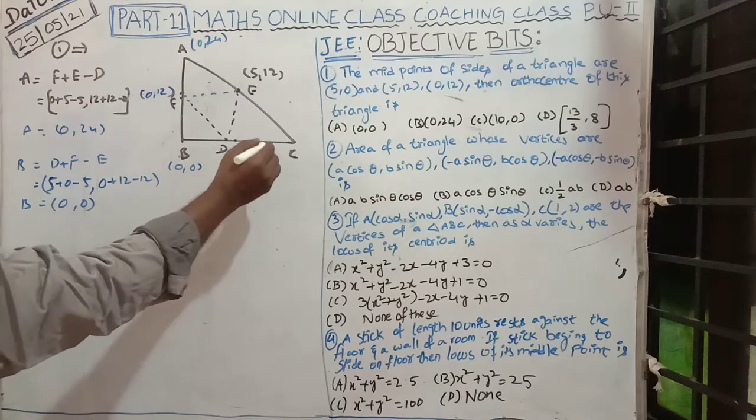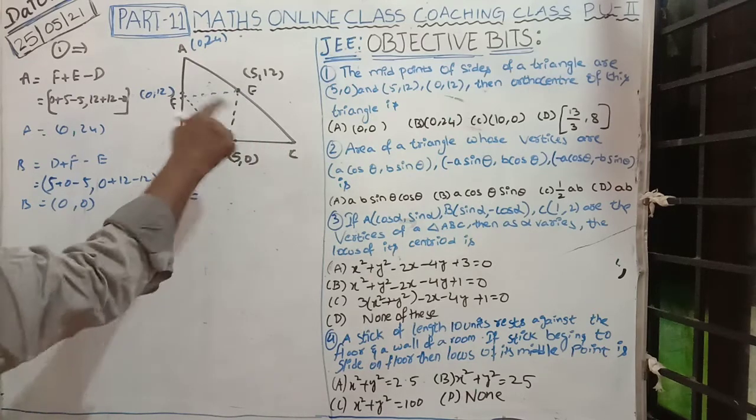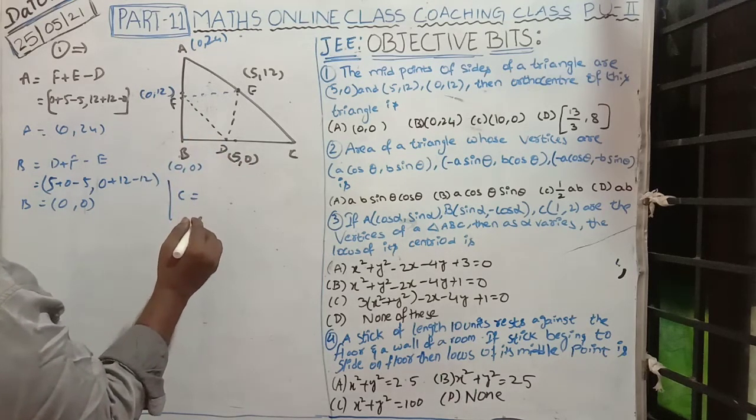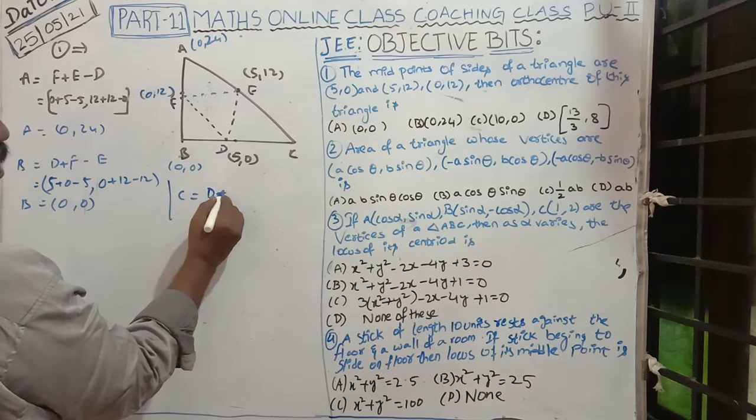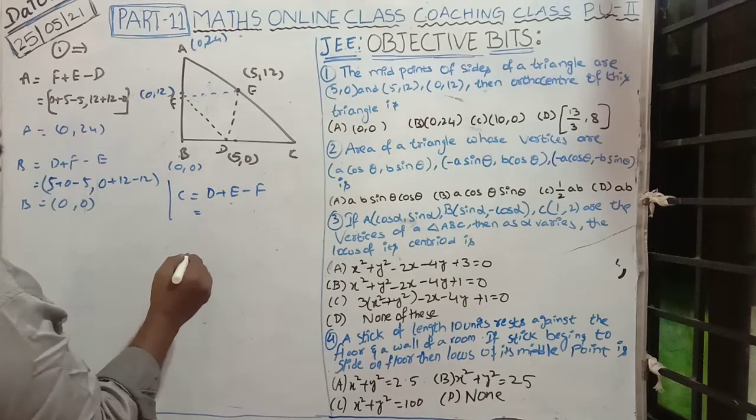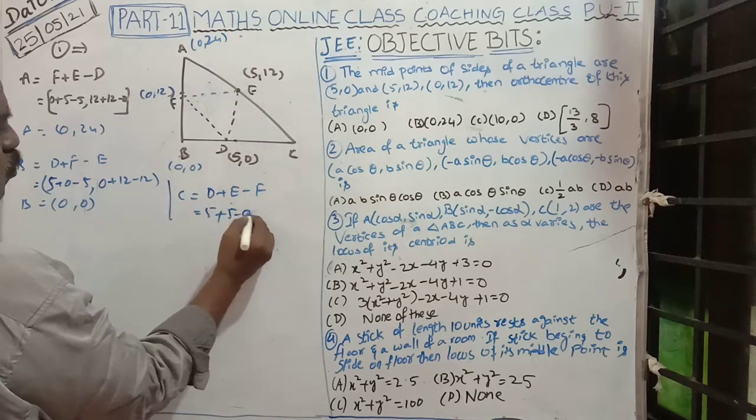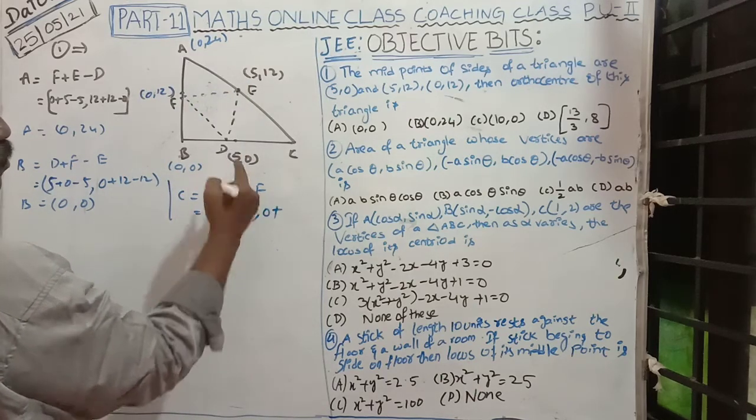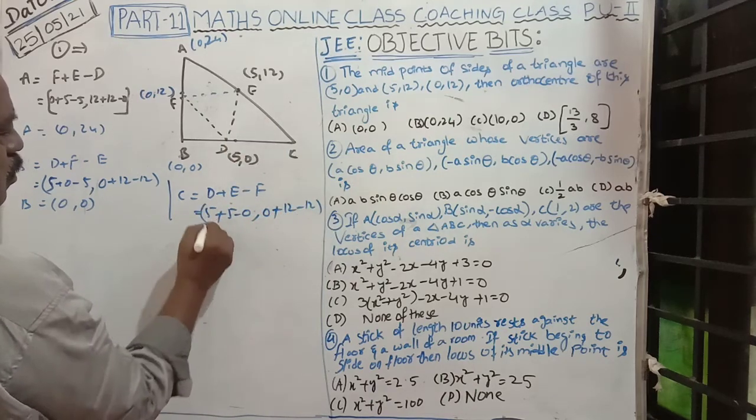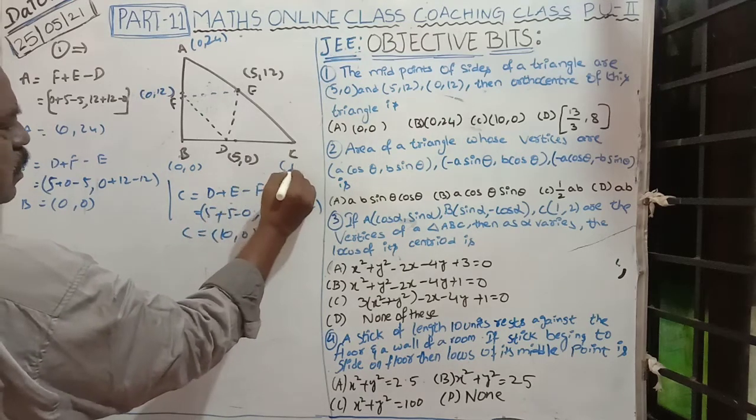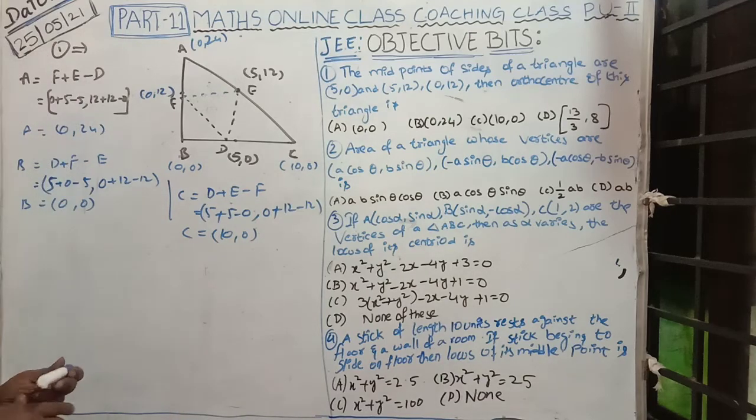Now, in order to get C, C is equal to D plus E minus F. What is D plus E? It means 5 plus 5 for the x coordinates, minus 0, comma, for the y coordinates 0 plus 12, minus 12. It is (10, 0). So this is C, (10, 0). Now you see very clearly, a very good concept is there. You try to learn it well.